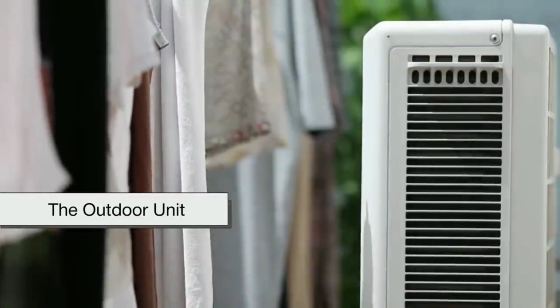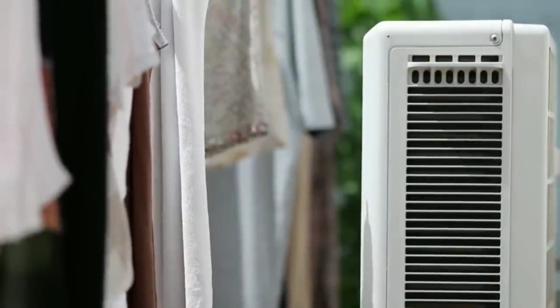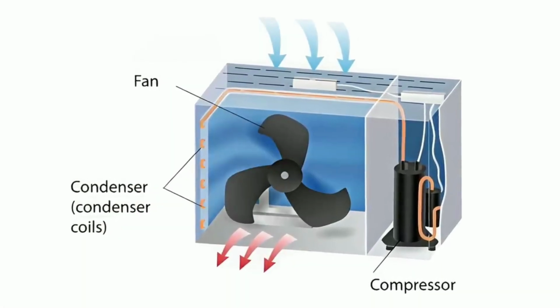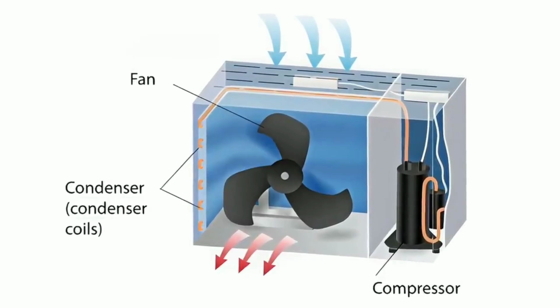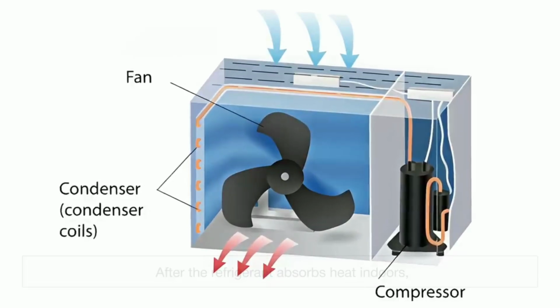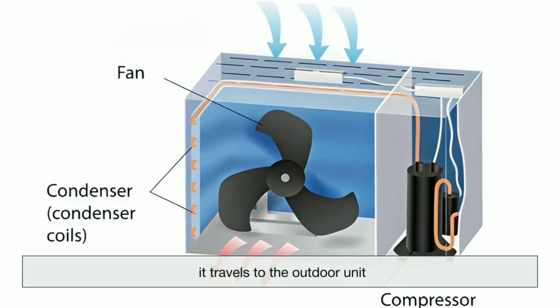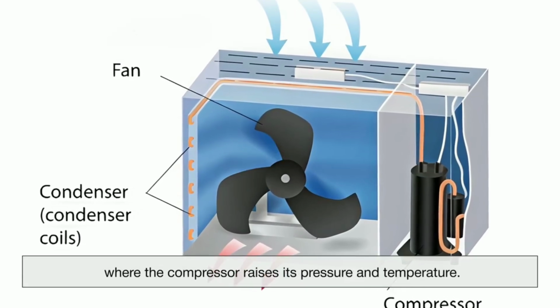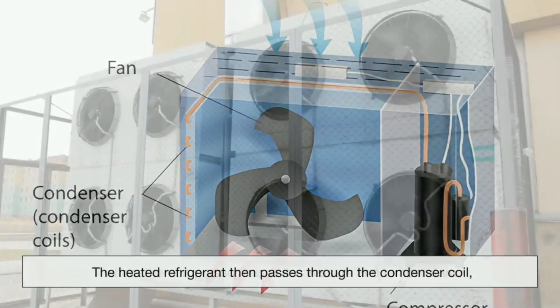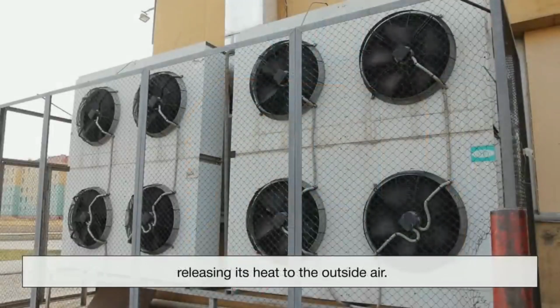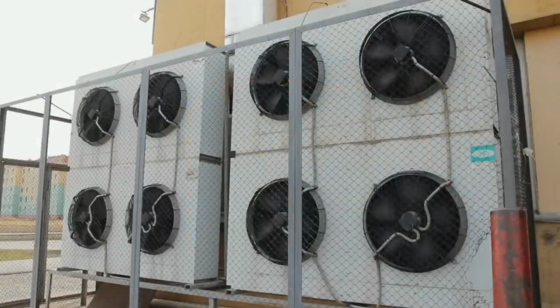The outdoor unit manages the most energy-intensive and noise-producing parts of the system. It contains the compressor, condenser coil, and a fan designed to move heat away from the refrigerant into the surrounding air. After the refrigerant absorbs heat indoors, it travels to the outdoor unit where the compressor raises its pressure and temperature. The heated refrigerant then passes through the condenser coil, releasing its heat to the outside air. The fan ensures that this heat is expelled efficiently.